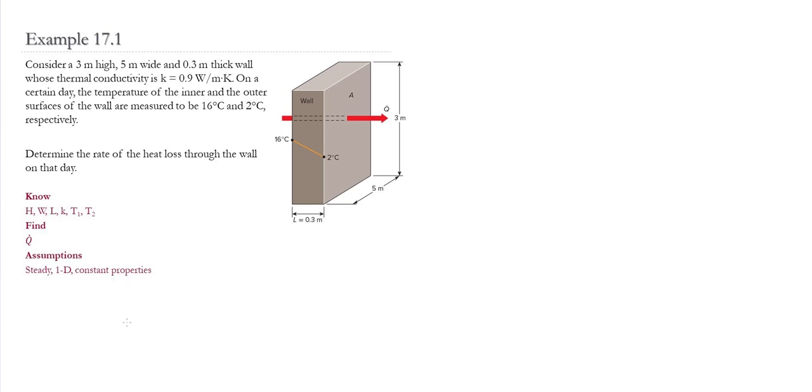There are two different methods to solve this problem. We're going to solve it either by using Fourier's law or by using circuits. So let's just start with Fourier's law.